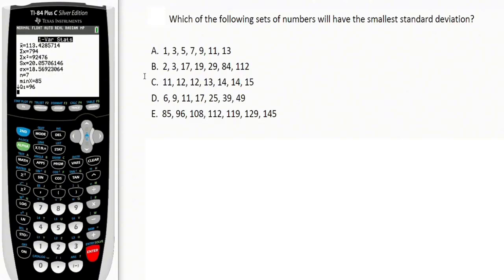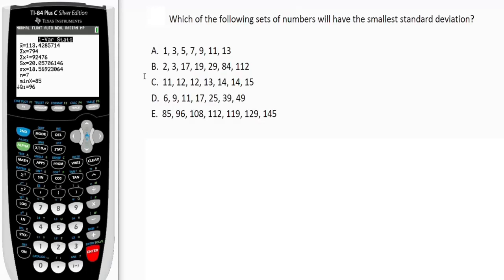Now, the smallest value we got as a sample standard deviation was around 1 point something, which is option C. So guys, the correct option to this question is option C. Option C gave us the least, the smallest sample standard deviation.